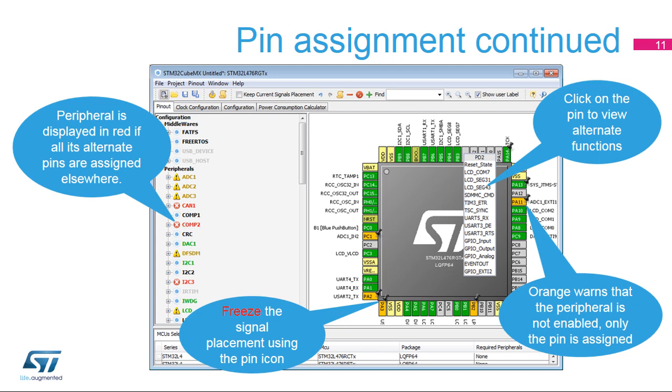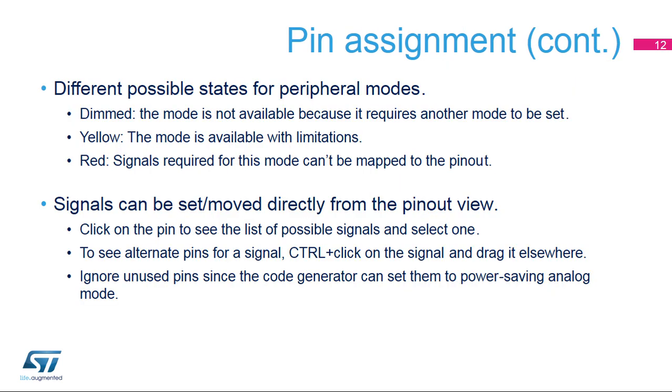If a pinout is selected without a particular peripheral enabled, or if there is any other problem with the pinout, the pin turns orange instead of green. There are different possible states for peripheral modes. Dimmed: the mode is not available because it requires another mode to be set. Place the mouse pointer over the dimmed mode to see the reason. It may require a disabled clock source or have other peripheral dependencies.